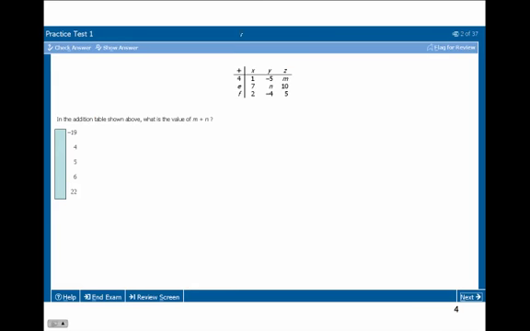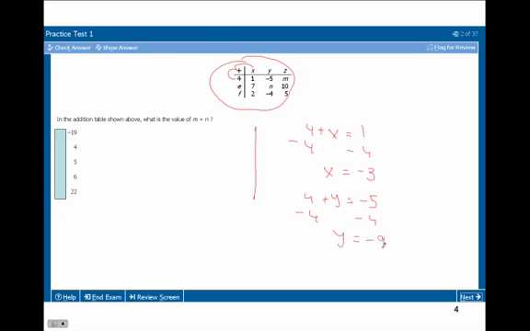On this second problem over here, this is a simple addition table. So what you have to figure out is the unknown parts, right? So for example, you have 4 plus x. 4 plus x equals 1. So if you minus 4 on both sides, you find that x equals negative 3. And then you have 4 plus y equals negative 5. So if you minus 4 on both sides, y equals negative 9.